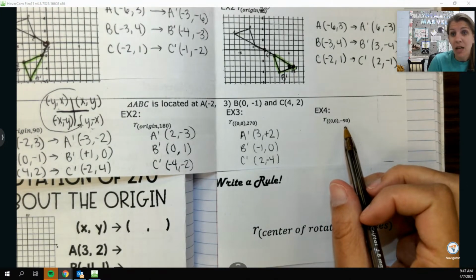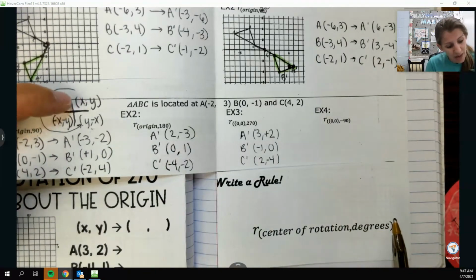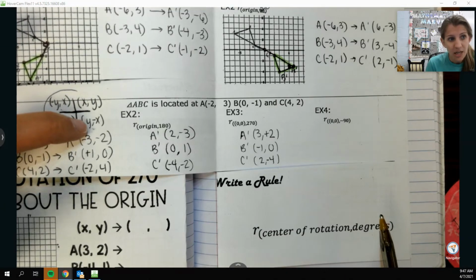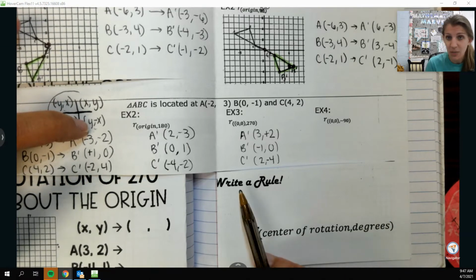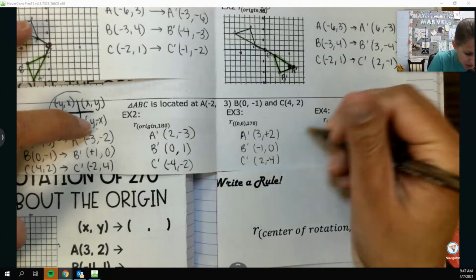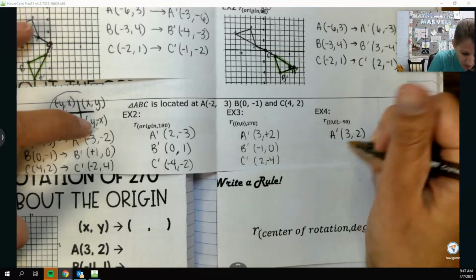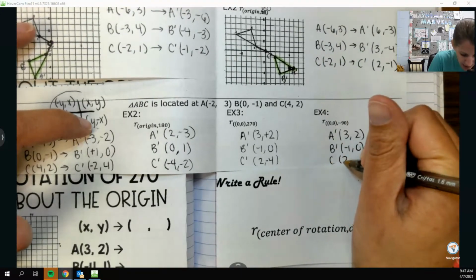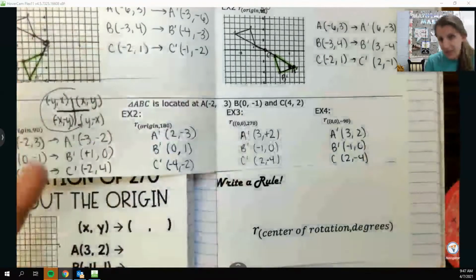that means I'm going clockwise 90. So going back to my little diagram right here, I still started in the origin, but now if I'm going to go clockwise 90, I'm really here. So I can see that that rule is the same one I just did, the 270. So they're the same exact points. So 3, 2, -1, 0, and 2, -4. They end up in the same spots.